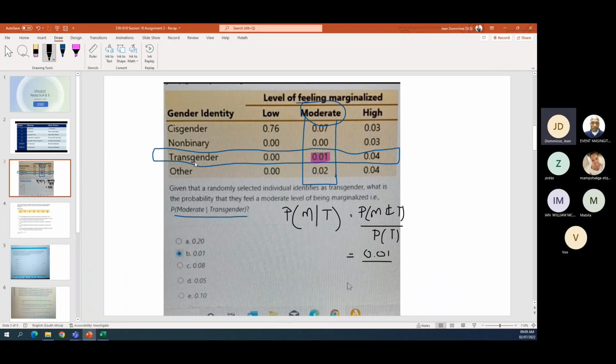Probability of transgender. Okay, so we don't have a total yet here. So we need to work out the total. So the total was 0.05. So the probability of moderate given somebody is transgender is 0.01 divided by 0.05. Okay, and that is 0.2.